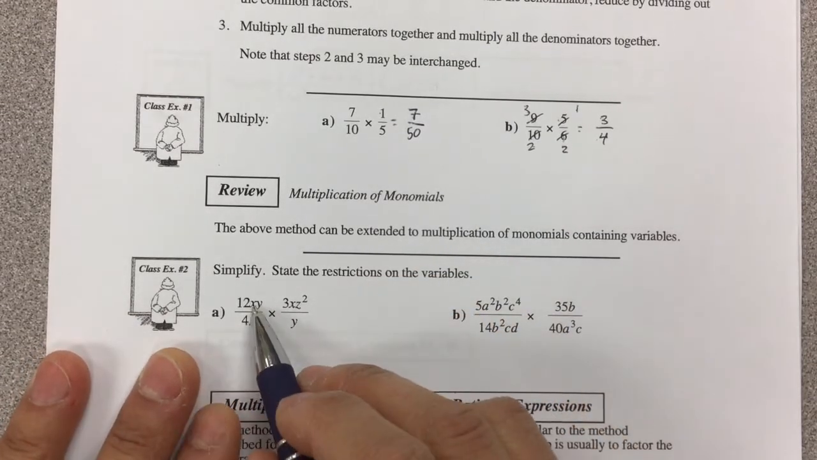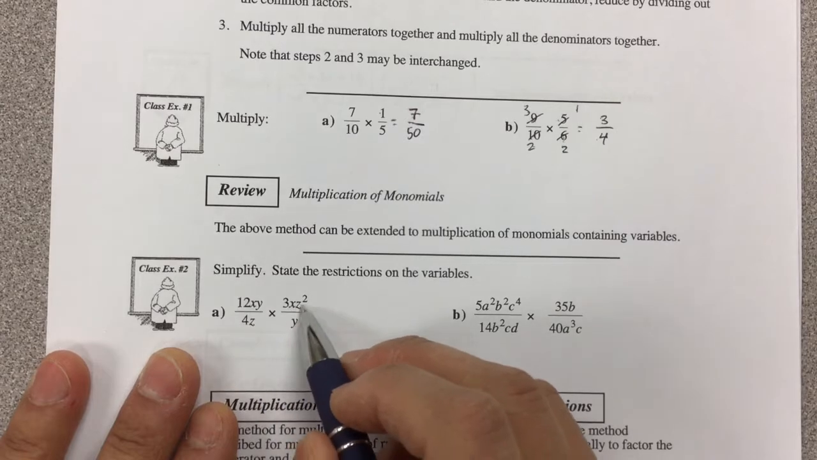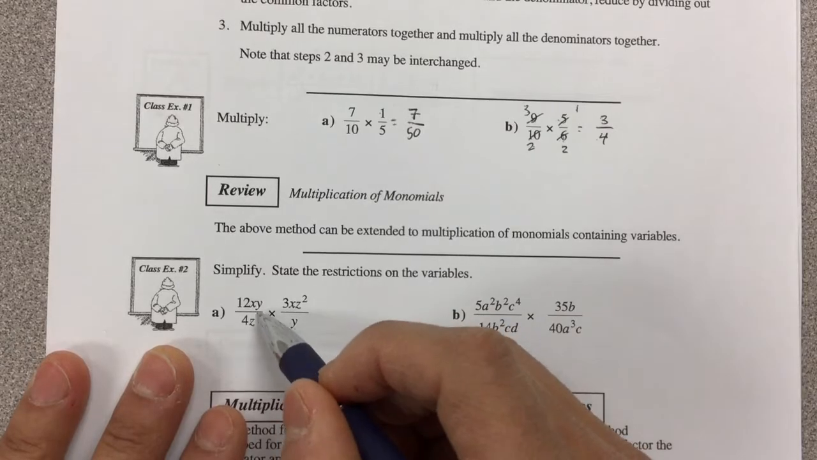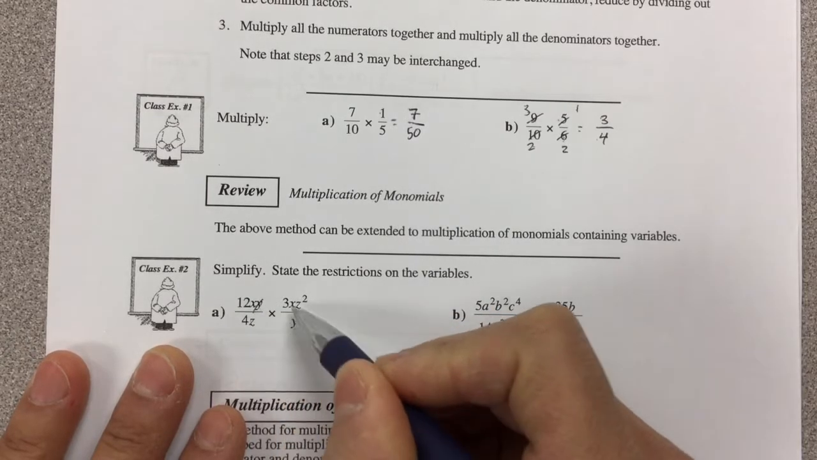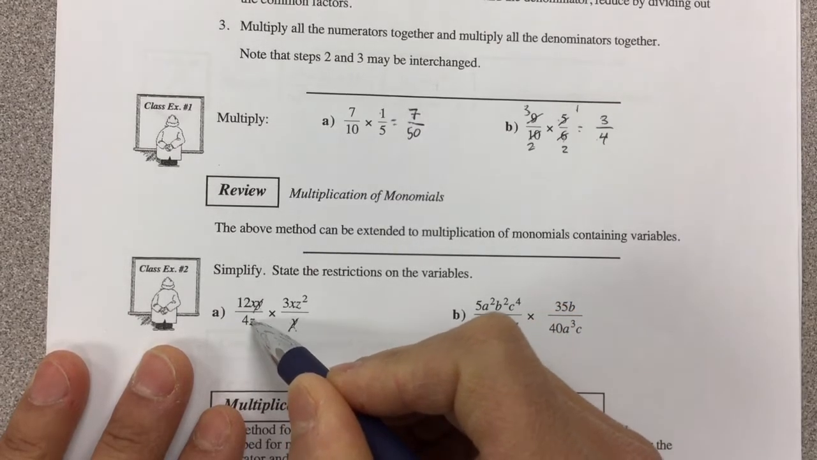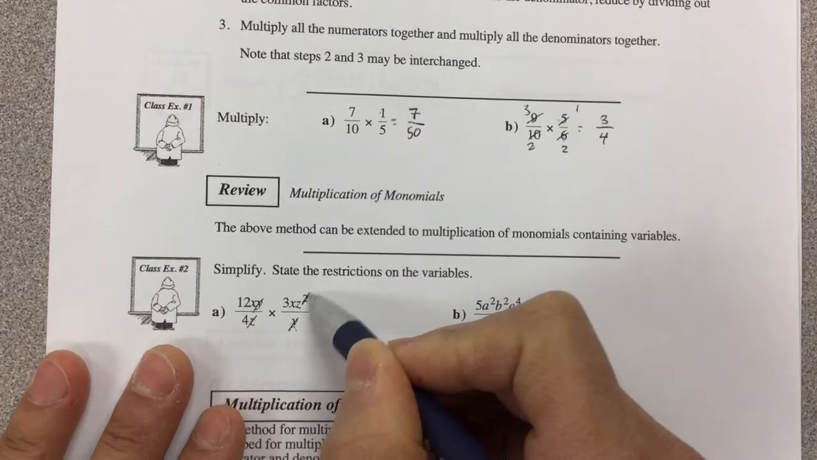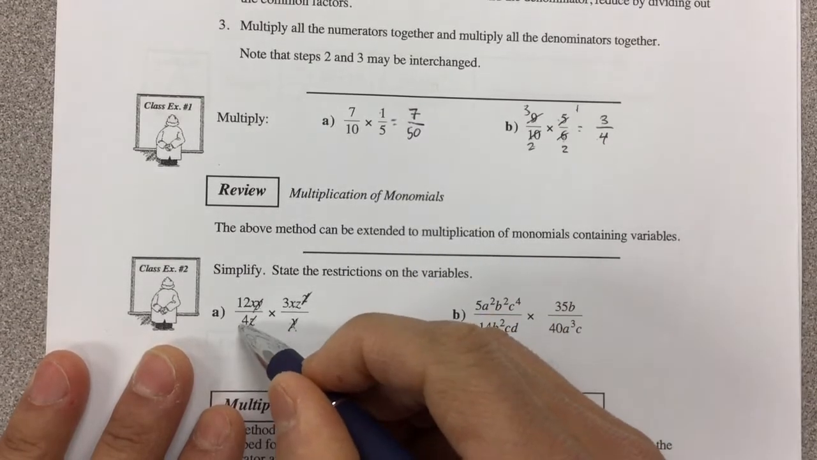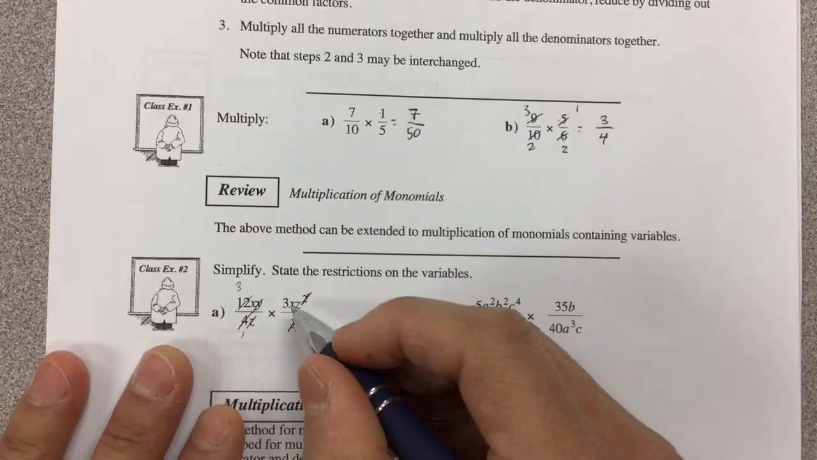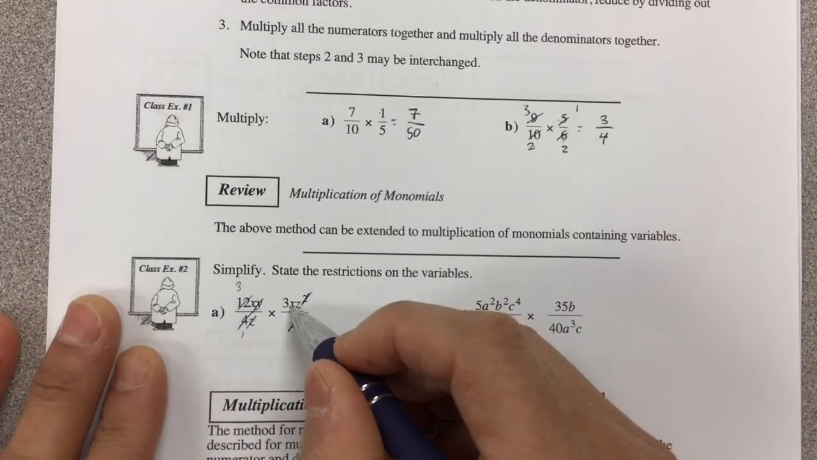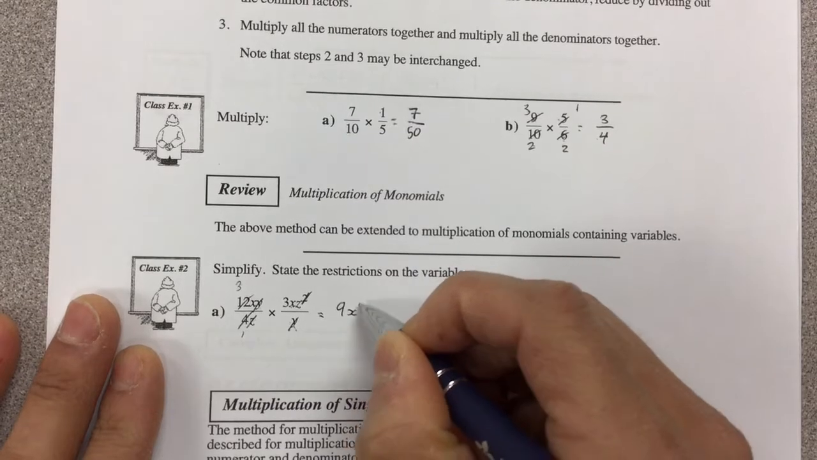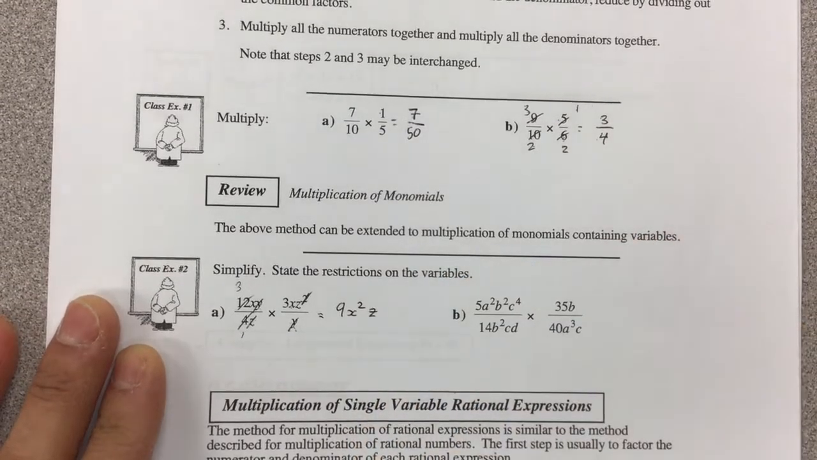If I have 12xy over 4z times 3xz squared over y, then the way we would do that is by looking for the common factors. If I were to factor out the y, I could cancel out this y here. I could cancel out one of my z's with this z on the bottom. 4 goes into 12 3 times, and goes into 4 once. And then what I'm left with is 3x times 3xz, which would result in 3 times 3 is 9, x times x is x squared, and z.